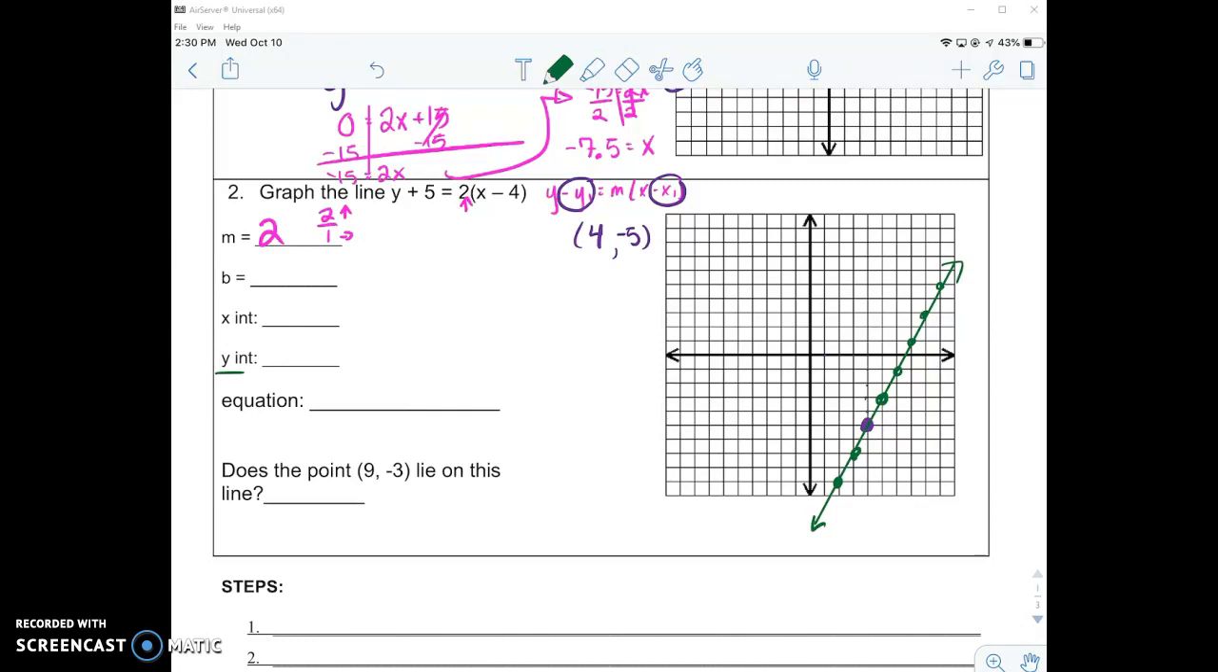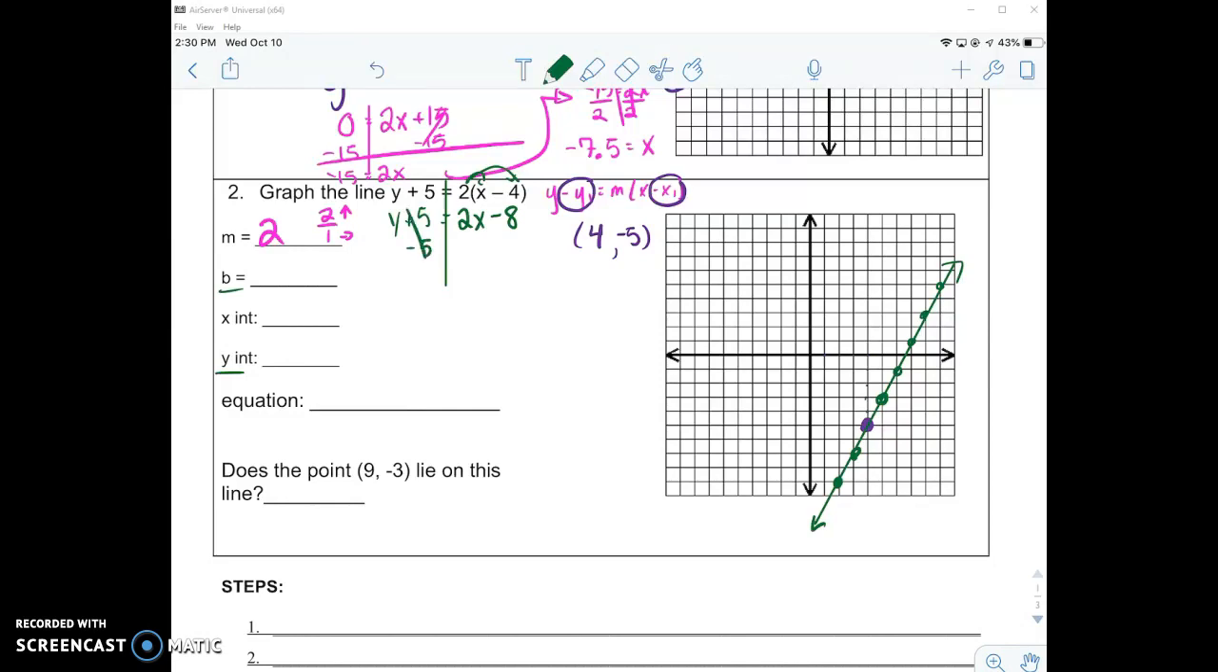I cannot see my y-intercept, so I'm going to have to solve my equation to get it into y equals mx plus b in order to be able to determine this. To solve, I'll start with distributing my slope to everything inside the parentheses. 2 times x is 2x. 2 times negative 4 is negative 8.